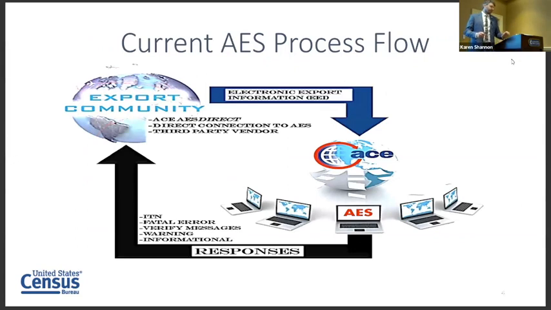This is a graphical representation of what the AES process looks like. You would be represented, or your clients would be represented, in the upper left-hand side as the export community. And you would have three different options, which we'll talk about in the next slide, as to getting your electronic export information into the automated export system. This is where we'll spend a little bit of time just to make sure that we're clear. So you have those three different options.